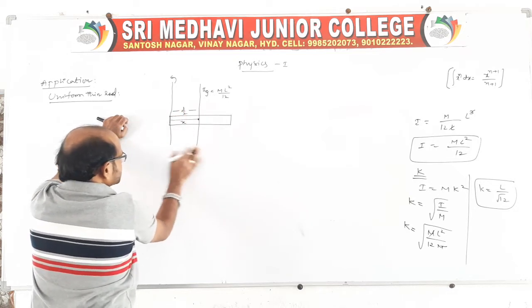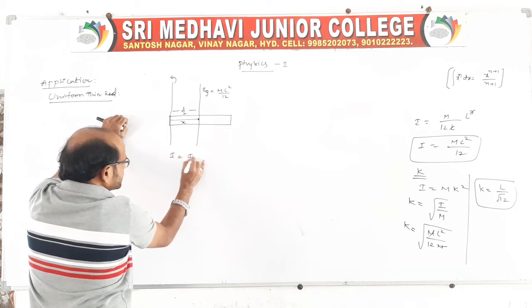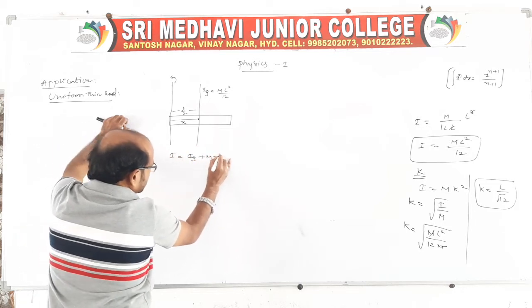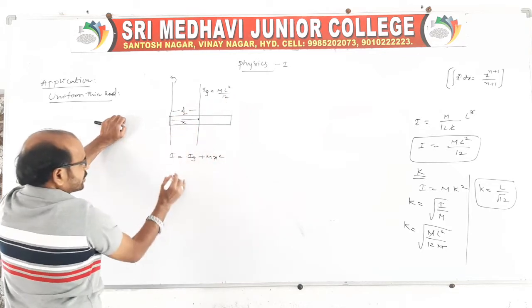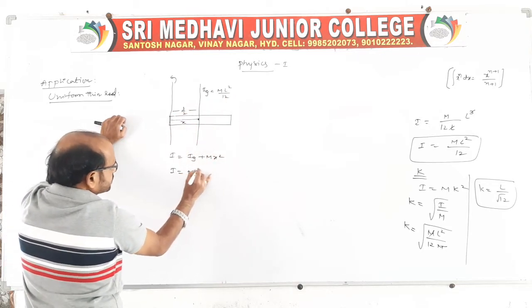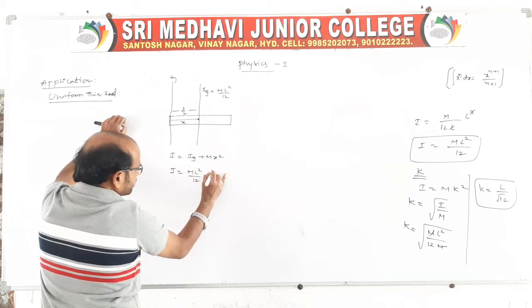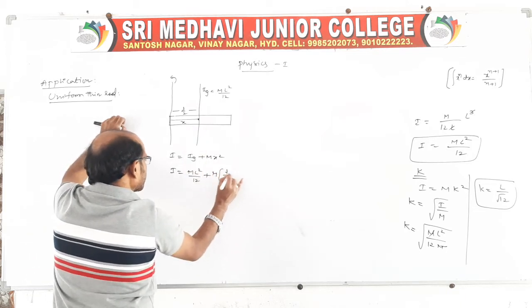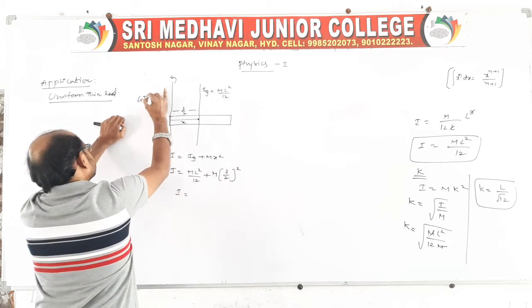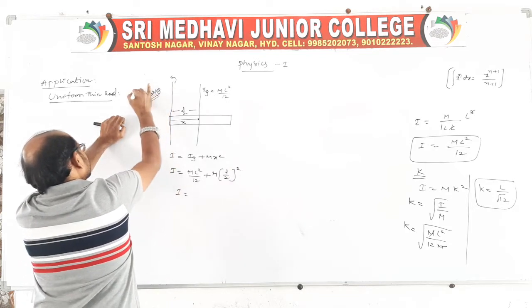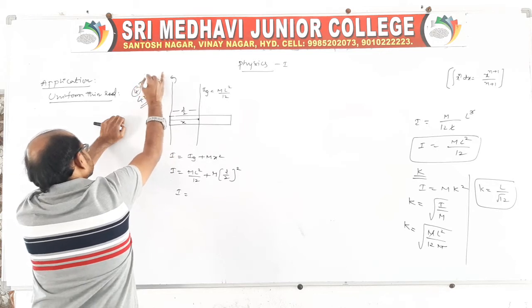According to the parallel axis theorem, I is equal to Ig plus mx square. So Ig we know is ml square by 12, and x we know is L by 2. You take I is equal to ml square by 12 plus m into x, which will be L by 2 whole square. See, this is the method. This question is for 4 marks in IP, right?